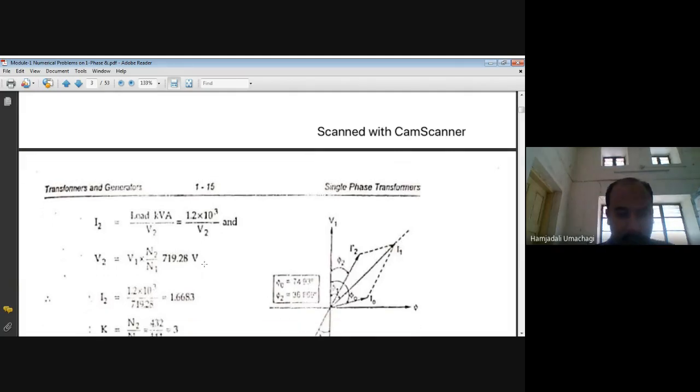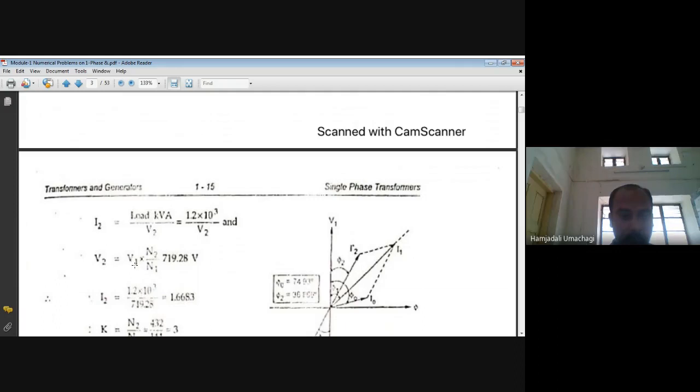So now calculate secondary voltage. To calculate that secondary voltage, we are going to make use of transformation ratio K. K can be written in the voltage form as V2 by V1. In terms of turns, it can be written as N2 by N1. So V2 by V1 is equal to N2 by N1. The unknown parameter for us here is secondary voltage V2. So V2 is equal to V1 into N2 by N1.